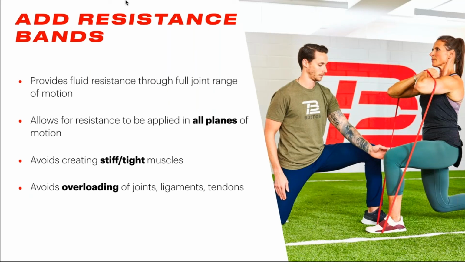And then we're going to begin to add resistance bands. The reason why TB12 focuses on using resistance bands over weights is that resistance bands provide a fluid resistance through full joint range of motion. It allows us to apply resistance in various planes, whether it's challenging them in the sagittal plane or a rotational movement. The resistance bands really allow us to target everything that sports add in.